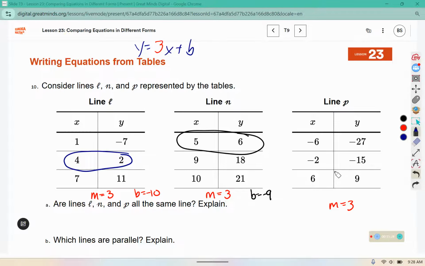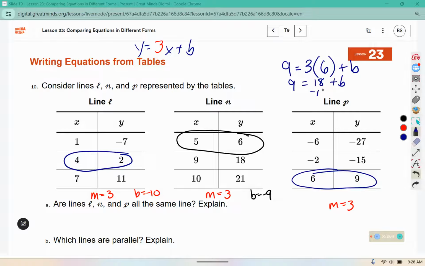And then also pick a point from this table. I'm using ones where they're positive just to eliminate the need for negative values. The y value is 9, the slope is 3, the x value is 6, and we're solving for b. 3 times 6 is 18. To solve it for b, I need to move the 18 over to the other side. That leaves me with b. 9 minus 18 is negative 9.